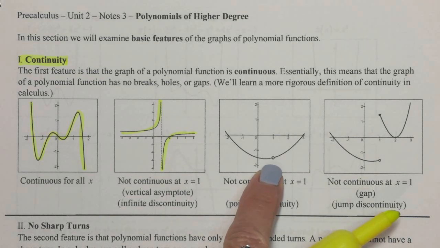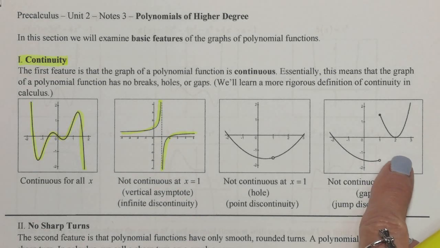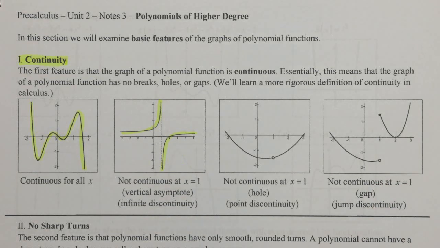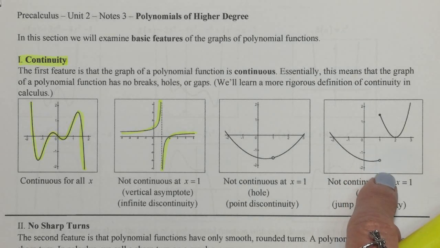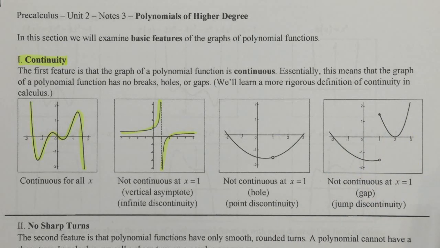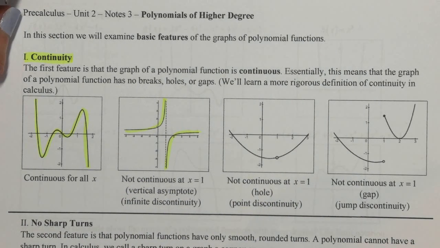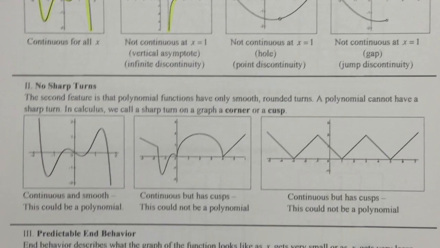This also is not continuous because it has a hole. It's called a point discontinuity. This is not continuous because this one has a gap, a jump to it. I made this with a piecewise function, two different functions graphed together. So not continuous, not continuous, not continuous, continuous. There are lots of non-polynomial functions that are also continuous, but all polynomials are continuous.